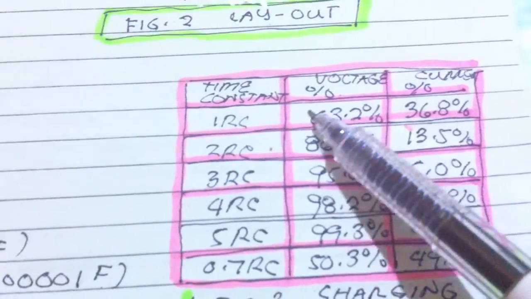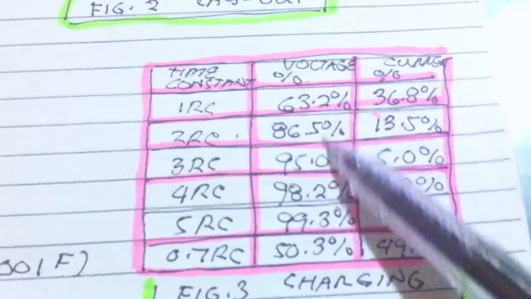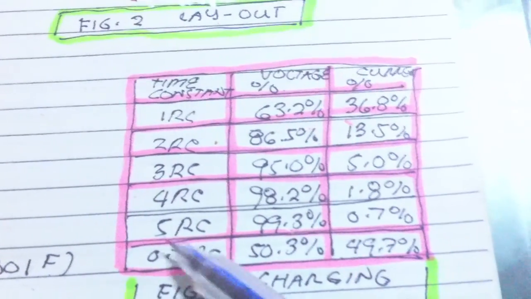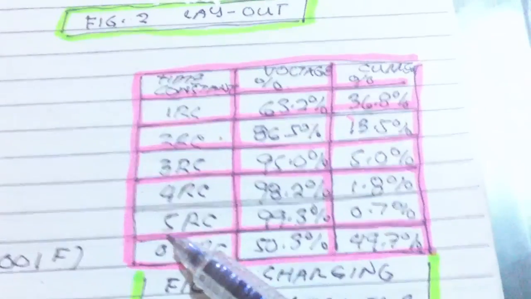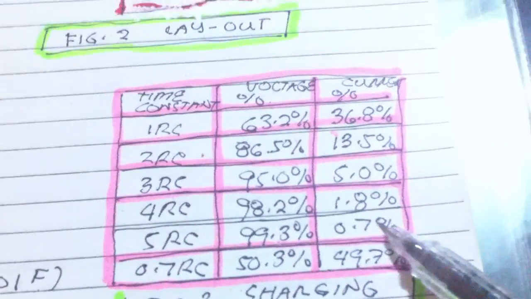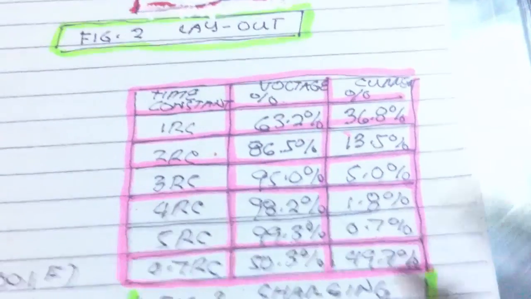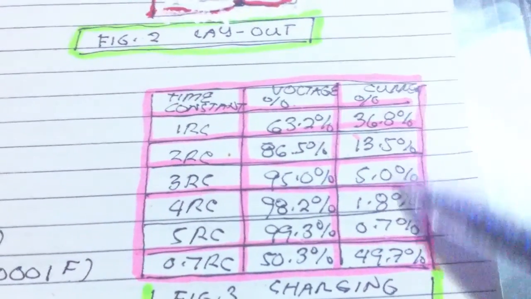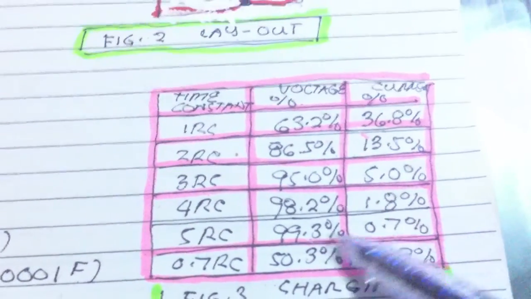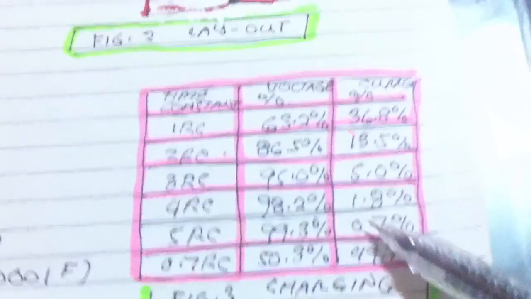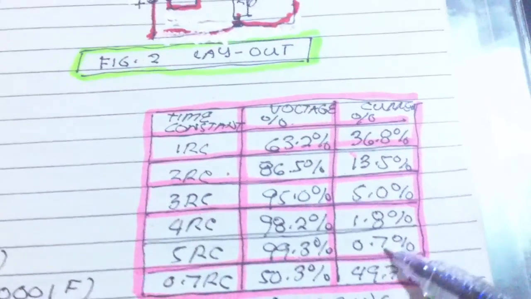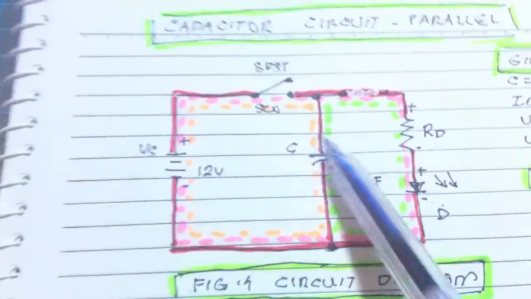and this is also our time constant table, voltage level. Fully charged is 99.3% using 5 RC, 5 times the time constant. And the remaining 0.7% is still in the circuit, circulating. We cannot achieve 100% because there's still 0.7% in the circuit. That is the current flow while it is still connected to the circuit.